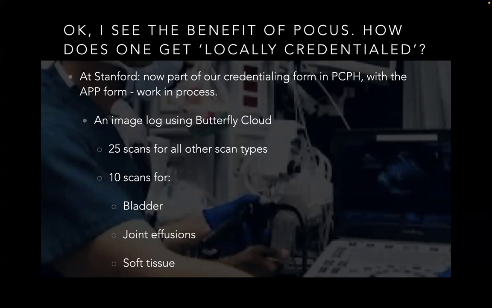To get locally credentialed at Stanford, this has actually been added to our credentialing form in PCPH. The number requirement for these scans is as follows: 25 scans for all scan types, except for bladder, joint effusions, and soft tissue, which require 10 scans. Once you hit these scan numbers, the credentialing form can be submitted to provide this privilege. Now, the APP form is currently still a work in process, and I'm still working on that.